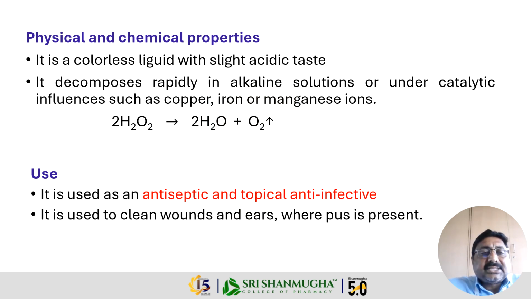Mainly this hydrogen peroxide solution is used to clean wounds where pus is found, and also it is used to clean ears. The wax in the ear is removed by using hydrogen peroxide. Clear? So hydrogen peroxide is a very important inorganic compound, which has antiseptic and topical anti-infective property. It is mainly used to clean wounds and ears where pus is present.